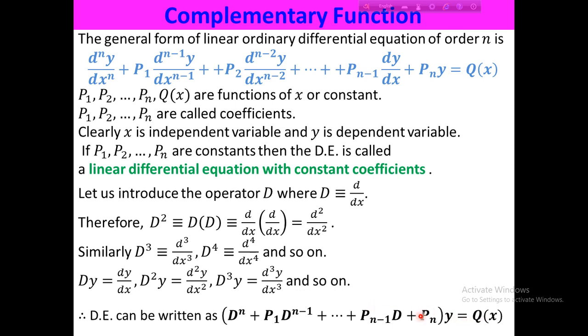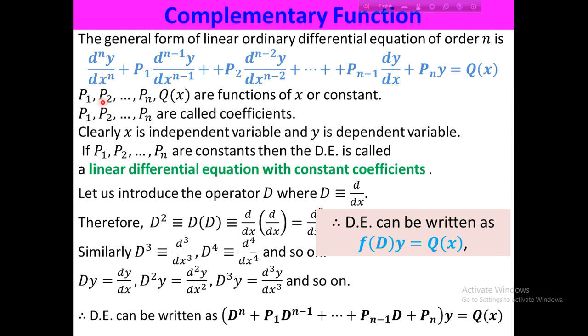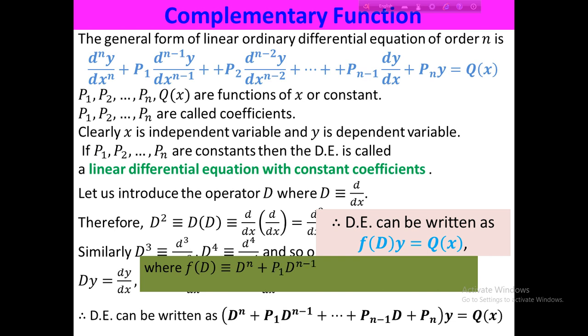Clearly Dy means dy by dx. D(n minus 1) of y means d(n minus 1)y by dx(n minus 1), and Dn of y means dny by dxn. So the above differential equation can also be written as f(D) of y equal to q of x. Here I write this expression as f of D, which is an operator where f(D) stands for Dn plus p1 D(n minus 1) plus dot dot p(n minus 1) D plus pn.